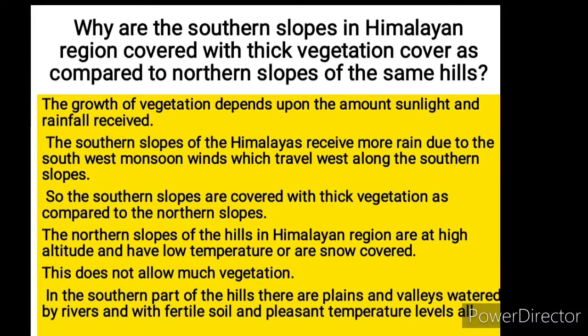First one: why are the southern slopes in the Himalayan region covered with thick vegetation as compared to the northern slopes of the same hill? The answer: the growth of vegetation depends upon the amount of sunlight and rainfall received. The southern slopes of the Himalayas receive more rain due to the southwest monsoon winds which travel along the southern slopes. So the southern slopes are covered with thick vegetation as compared to the northern slopes. The northern slopes of hills in the Himalayan region are at high altitude and have low temperature or are snow covered. This does not allow much vegetation.